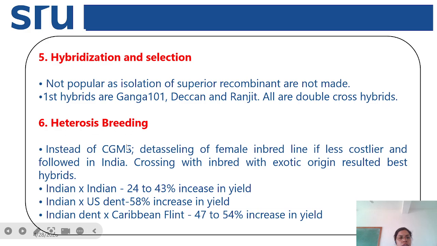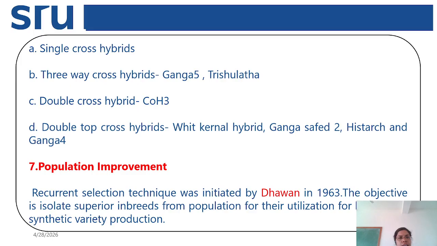So here they have crossed some of the different lines. Indian into Indian they crossed, and they got about 24 to 43% increase in the yield. Next, Indian into US lines they crossed, and they got about 58% increase in the yield. And next is Indian into Caribbean flint they crossed, and they got 47 to 54% increase in the yield. So in heterosis breeding, we have different types of hybrids in case of maize.